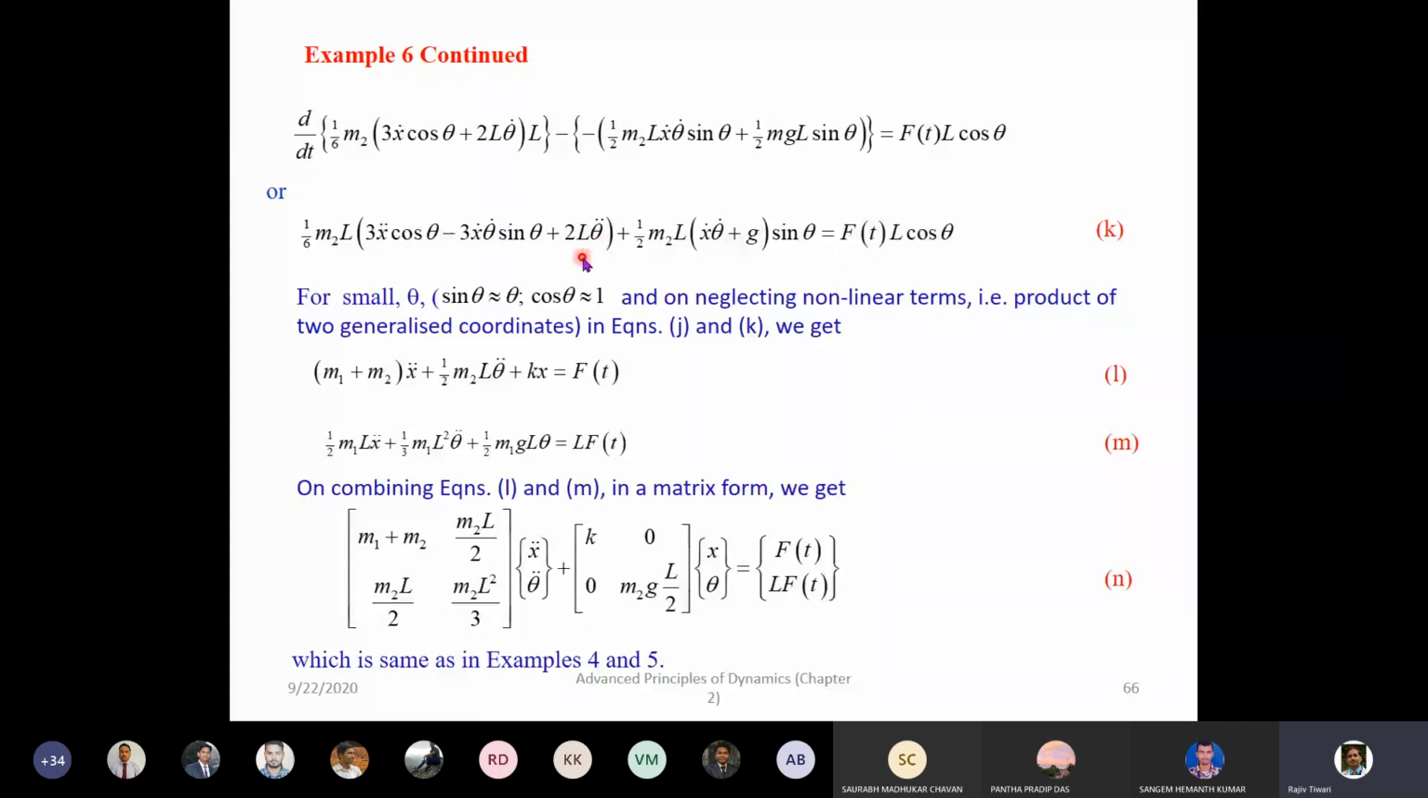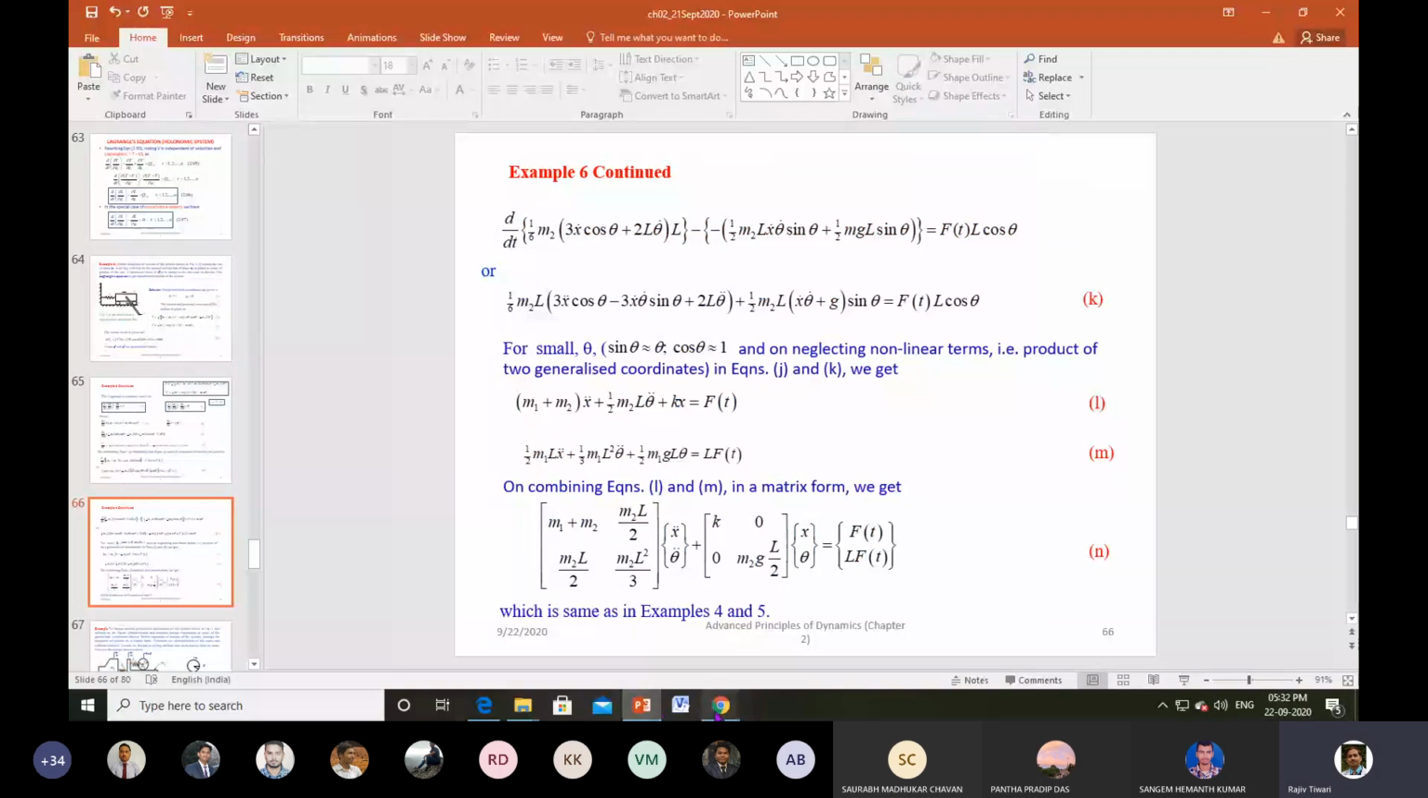Again, because we will be dealing with the linear system, for small angle theta, we can approximate sin theta as theta and cos theta as 1, and we will neglect the nonlinear terms which contain the multiplication of the generalized coordinate x and theta. If we neglect those terms, we get the two equations of motion. If we put them in the matrix form, we'll get this, and this equation is the same as the previous examples we have been obtaining. Okay, if you have any questions on this, you can ask. Otherwise, I will go to this other example.